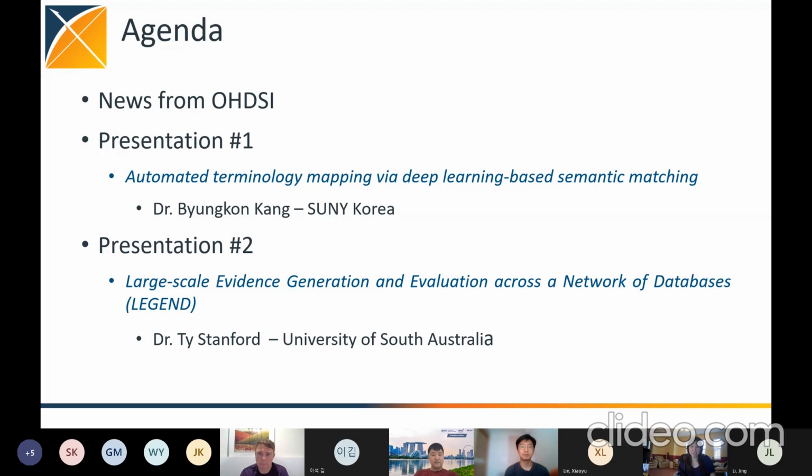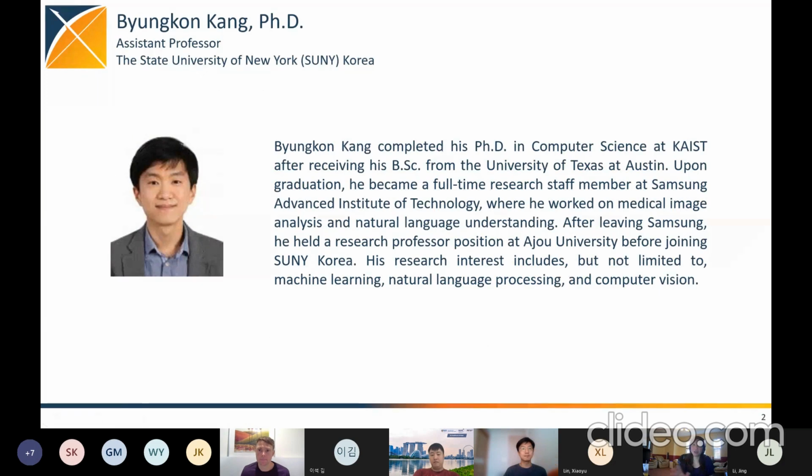And then we have two presenters. We're honored here to have Professor Kang, who's going to talk to us about automating terminology mappings via deep learning-based semantic matching. And then also I see Dr. Ty Sanford is here, who will be talking to us about Legend. My guess is this is the Legend type 2 diabetes one, the newer Legend project? It's about the online Shiny app. Okay, cool, perfect.